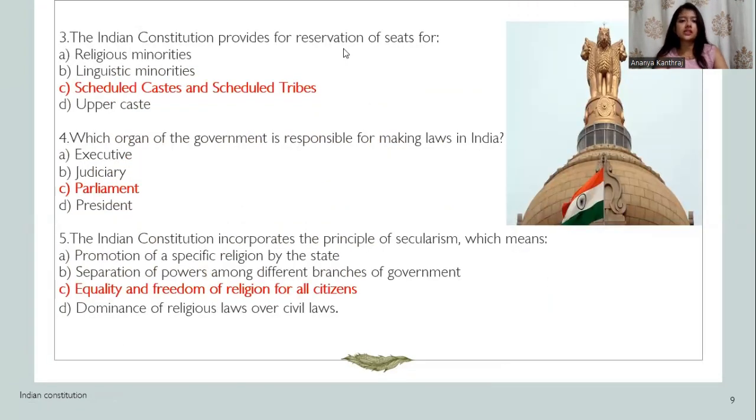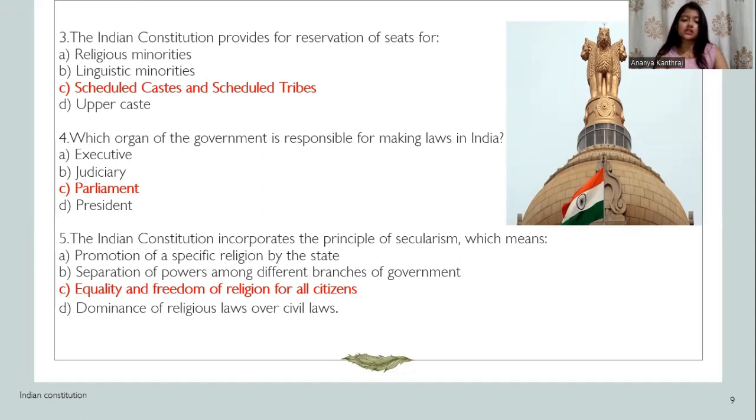Question 3 says, the Indian Constitution provides for reservation of seats for which of the following? Option A, religious minorities. Option B, linguistic minorities. Option C, scheduled castes and scheduled tribes. And option D, upper caste. So the right option is option C, scheduled castes and scheduled tribes.